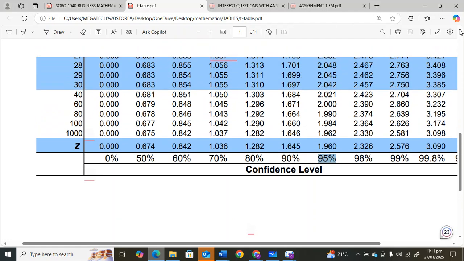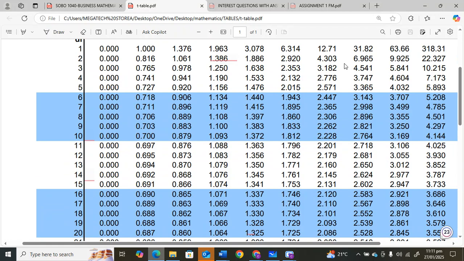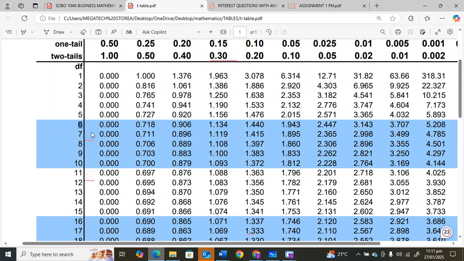Then now look for the degree of freedom. Degree of freedom is 6 here, on the left side, as you can see. So count your rows: 1, 2, 3, 4, 5, 6. Where our degree of freedom and our confidence level intersect is this number, 2.57. That is your critical value.